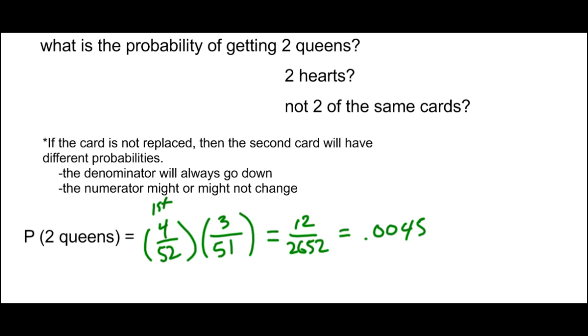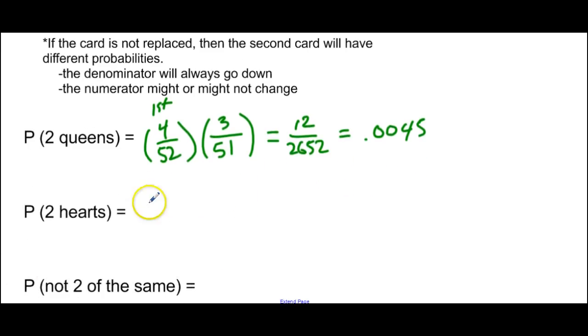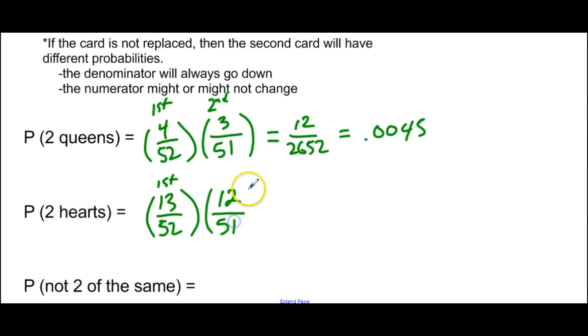Let's look at down here. I'm sorry, this should be your second. Your first pick, we have 13 out of 52 chances of getting a card with a heart. Say you found one, you now have 12 chances out of 51 cards to get another heart. If we simplify that, that's 156 out of 2,652, which is 0.0588.